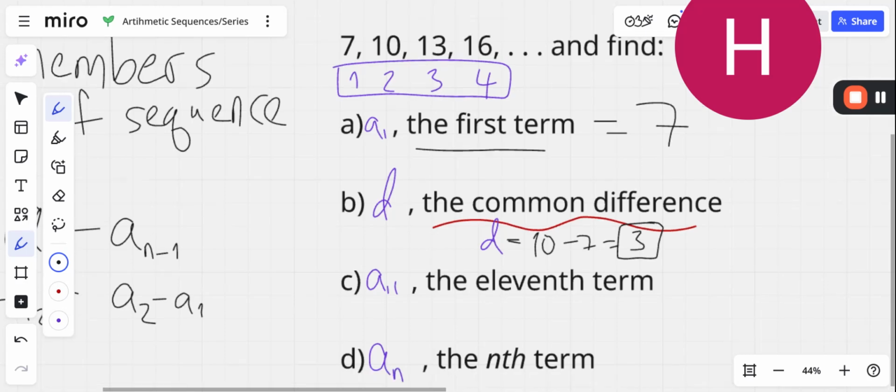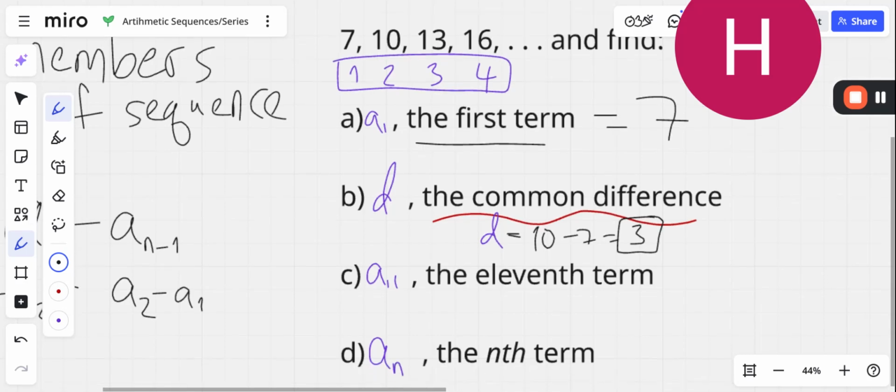Now let's look for the 11th term. In order to find the 11th term, we would have to add 3 multiple times. Right, so if we started at number 7, that's my A1, I need to add the common difference of 3. But if I add it once, that will only get me to the second term. How many times do I need to add it to get to the 11th term? I need to add that common difference 10 times.